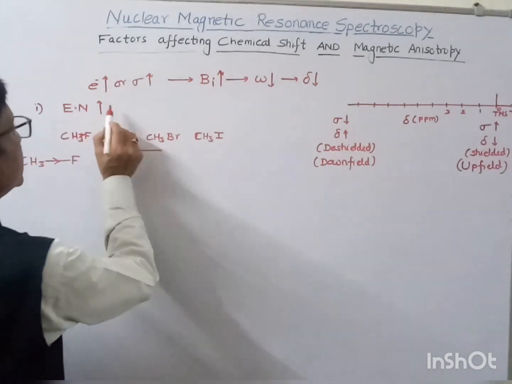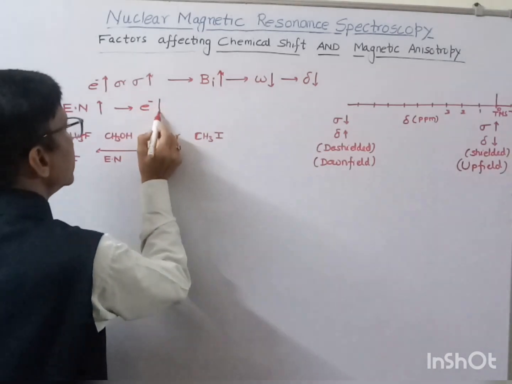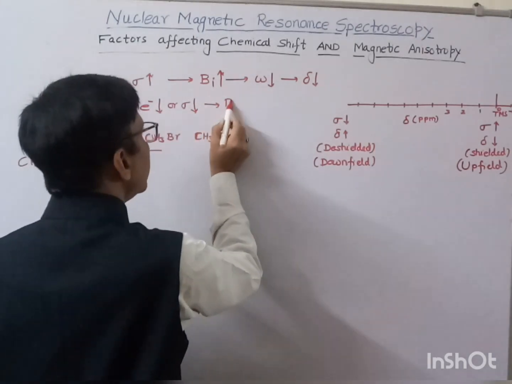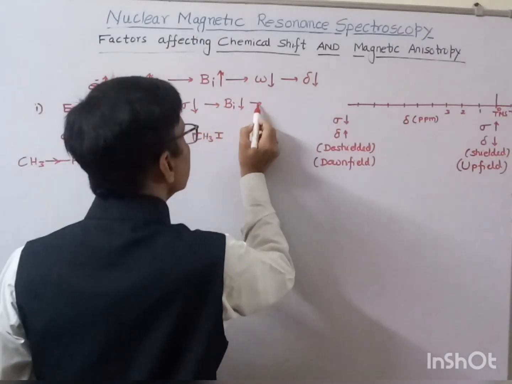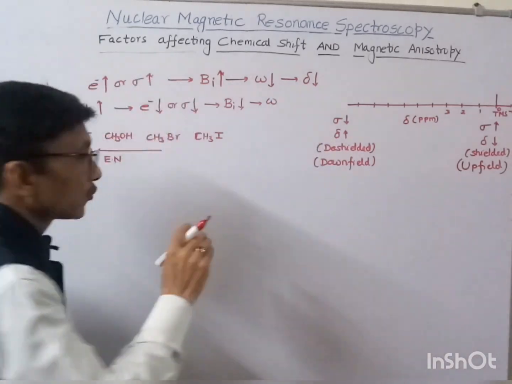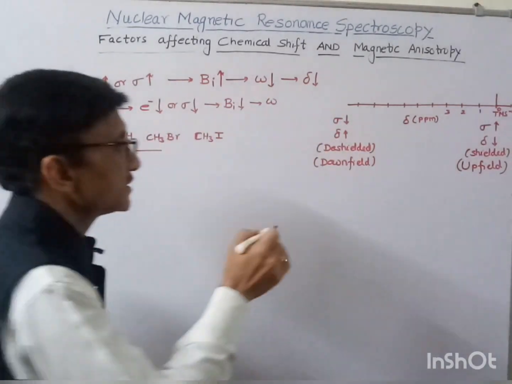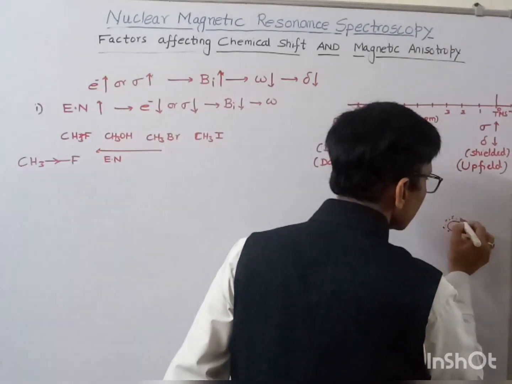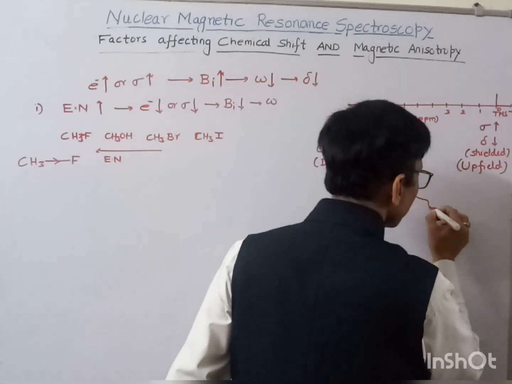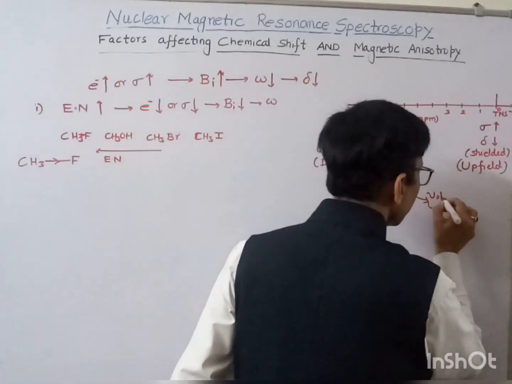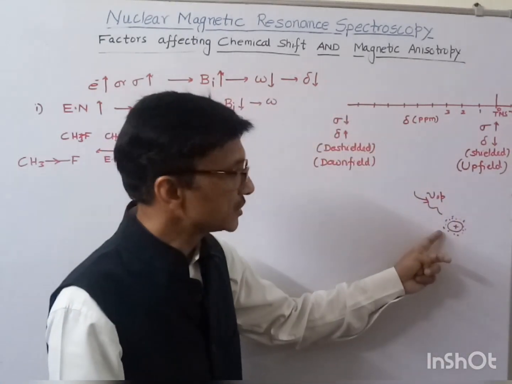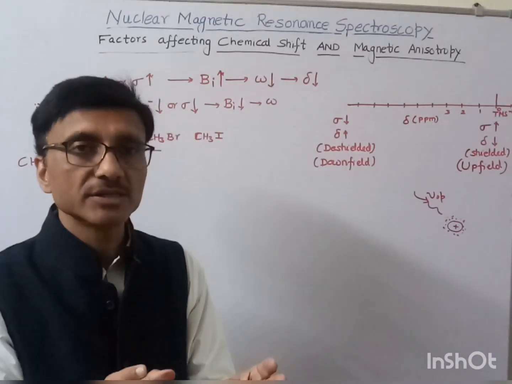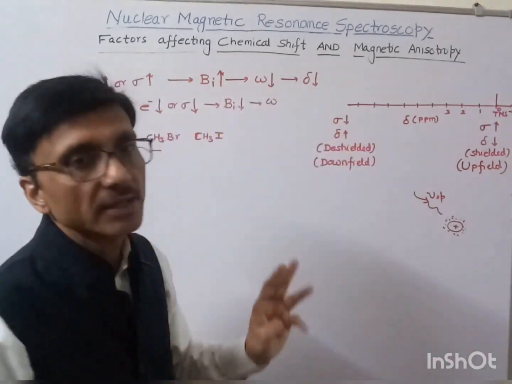So if electron density decreases, or we can say shielding decreases, and if shielding decreases, B induced decreases, and if this decreases, then omega. Okay, if electron density is less, suppose this is the proton and here there is very little electron density, then the operating frequency that it will feel will be more. And if the operating frequency is more, then it will start precessing with very high speed. So the precessional frequency, that is omega, will increase.